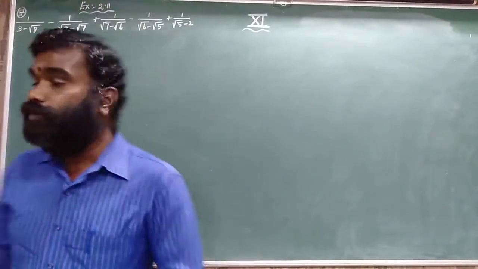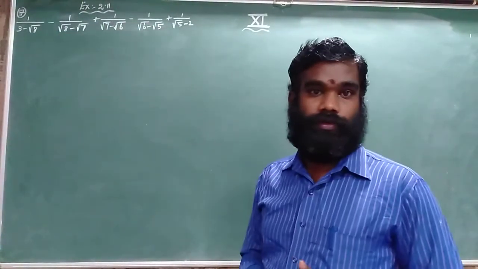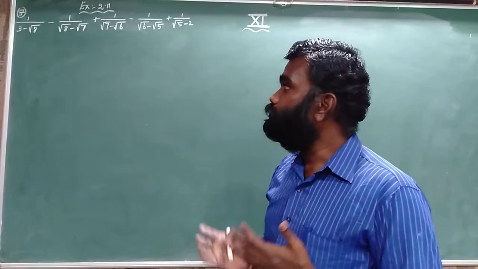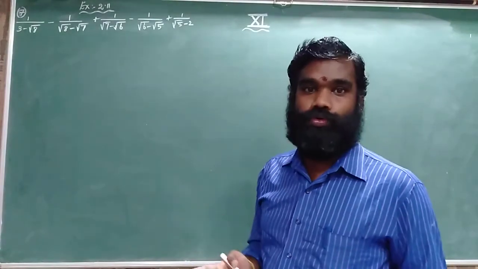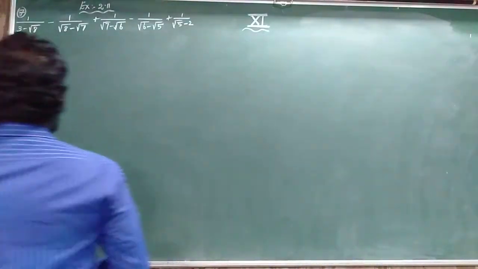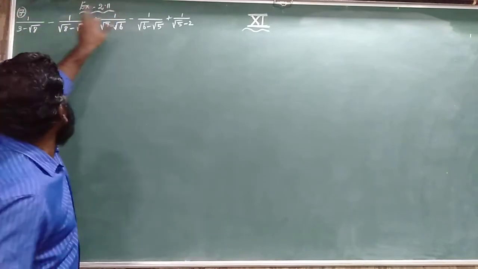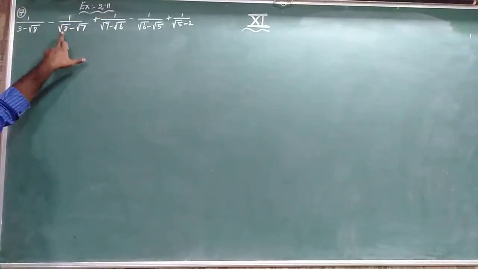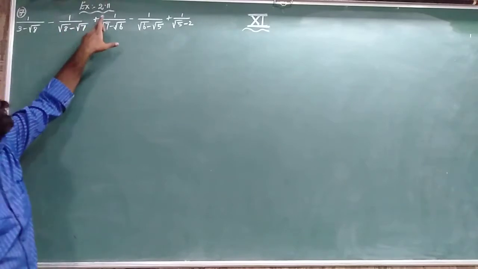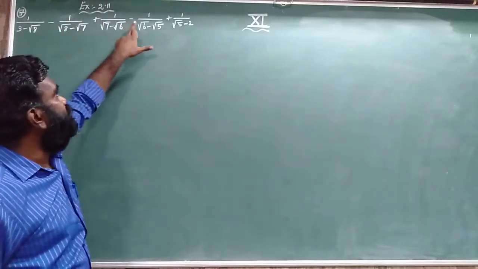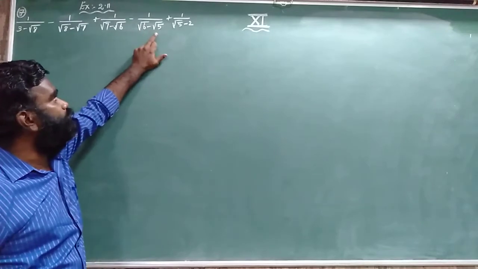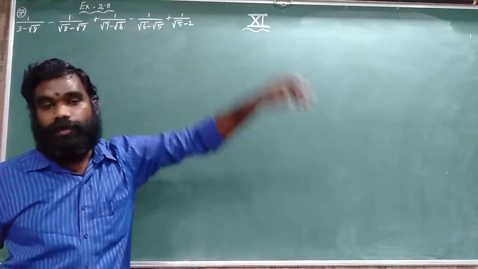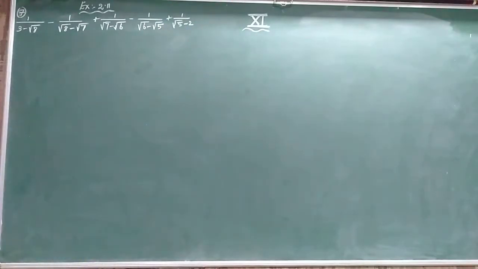This is 2.11, the seventh sum. It's one of the biggest sums we need to do. We are given the question like this: 1 by (3 minus square root of 8) minus 1 by (square root of 8 minus square root of 7) plus 1 divided by (square root of 7 minus square root of 6) minus 1 divided by (square root of 6 minus square root of 5) plus 1 divided by (square root of 5 minus 2).